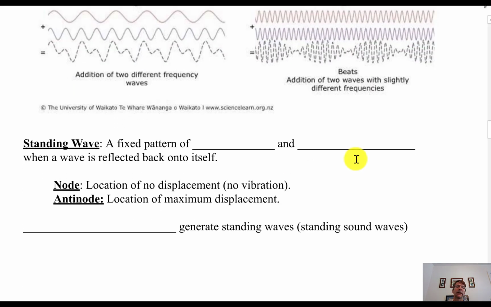All right. Standing waves. Standing waves are a fixed pattern of nodes and antinodes, which I will show you a picture of here in a minute. I'll give you a definition. A fixed pattern of nodes and antinodes when a wave is reflected back on itself. A node is a location of no displacement or very little or no vibration. Antinode is wild vibration of the particles in your wave.